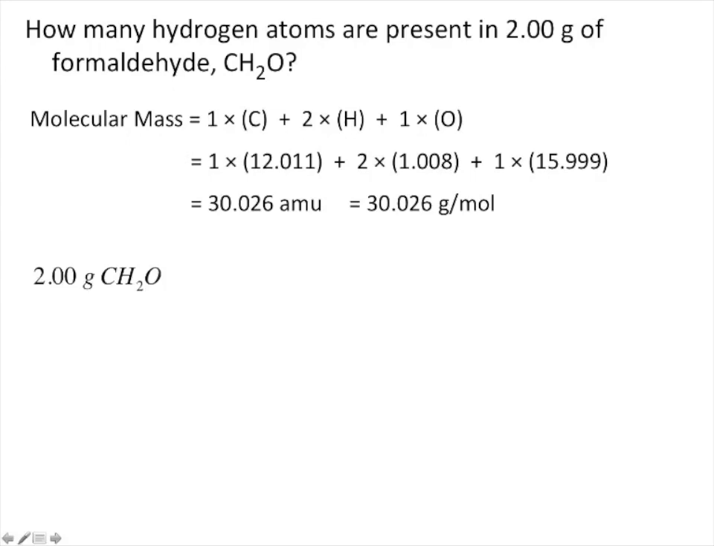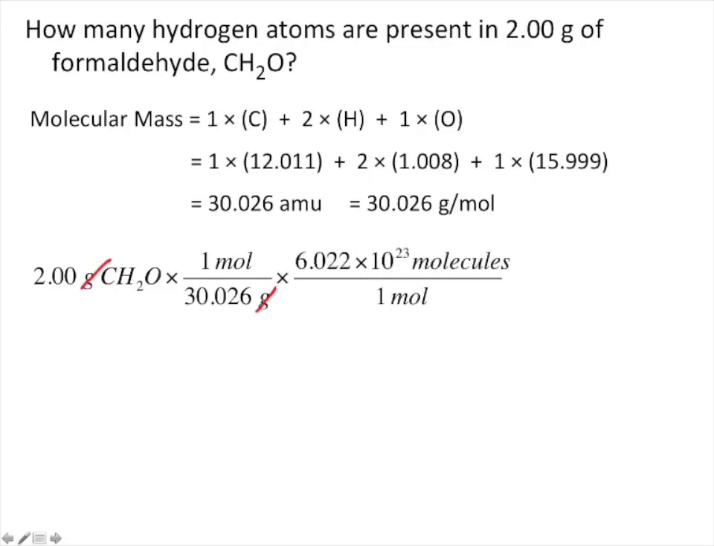And now we need to convert from grams to moles, and then we can go from there to number of atoms. So we're going to use the molar mass. We want to put the grams on the bottom and then the mole on top. So this way we cancel out the grams. And then now we need to convert to molecules of formaldehyde. So we're going to put moles on the bottom and Avogadro's number on the top so that we can cross out the moles and we're left with molecules in this case. And then that's equal to 4.01 times 10 to the 22 molecules.